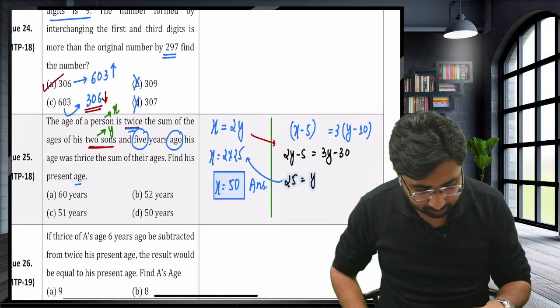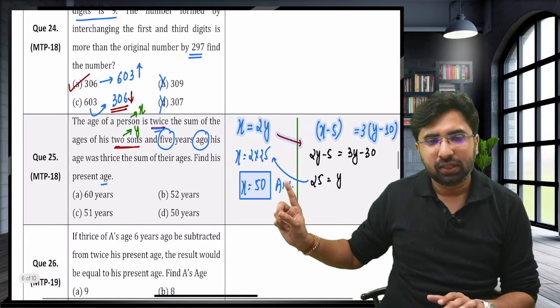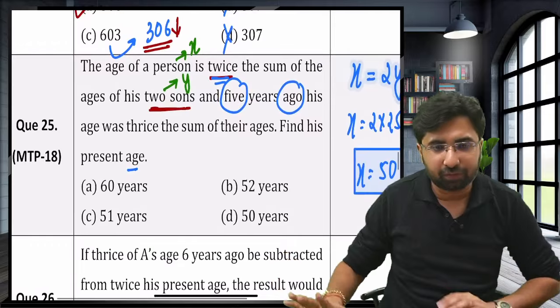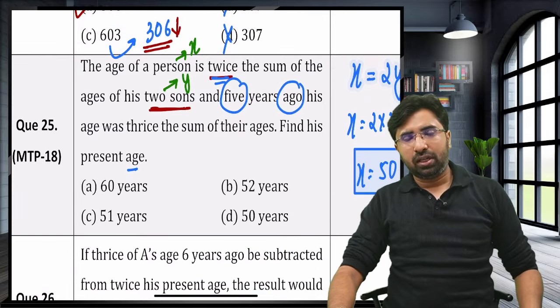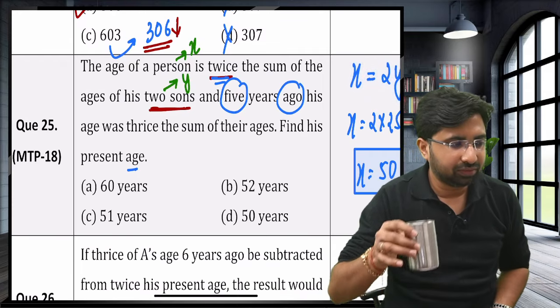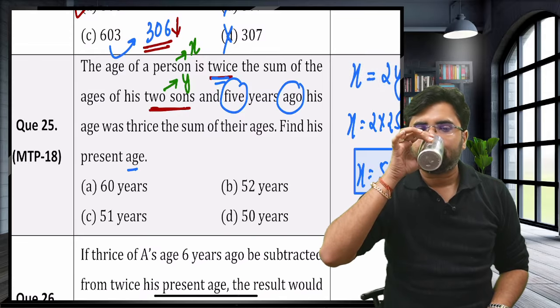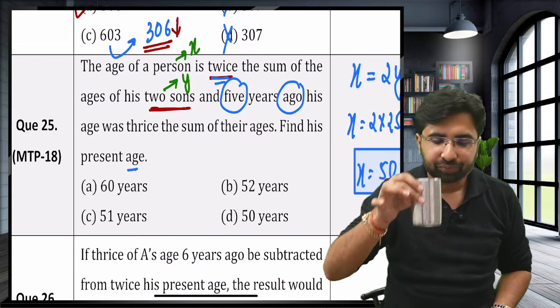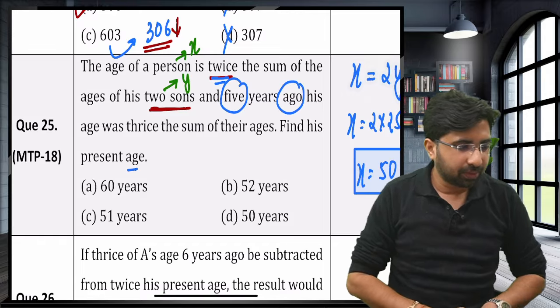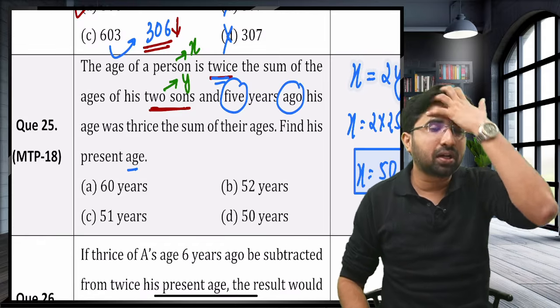Now, everybody, is this point clear to all of you? Can I move forward, everybody? Yes. 50. Balram, right answer.